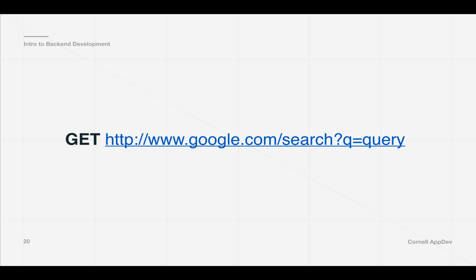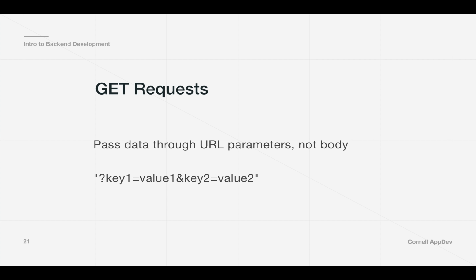So if we go back, the first question mark here is to say this is the end of the URL, here are some GET parameters. And again, these are just standards that have been agreed upon. So we have the question mark followed by key value pairs, and those are separated by the ampersand. So key 1 is mapped to value 1, and then key 2 is mapped to value 2. And if you write a backend, you can parse for any key value pairs that are sent through.